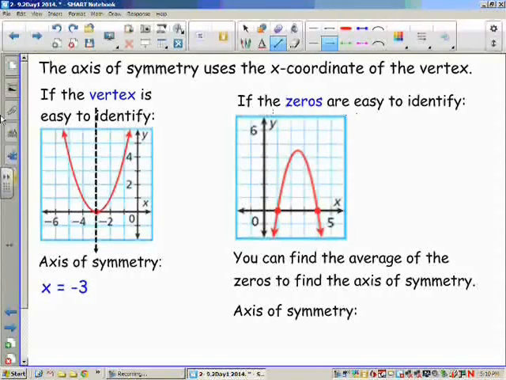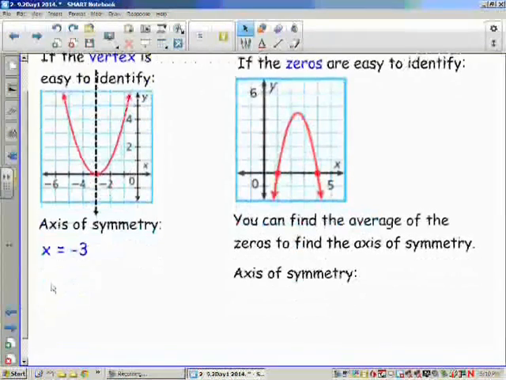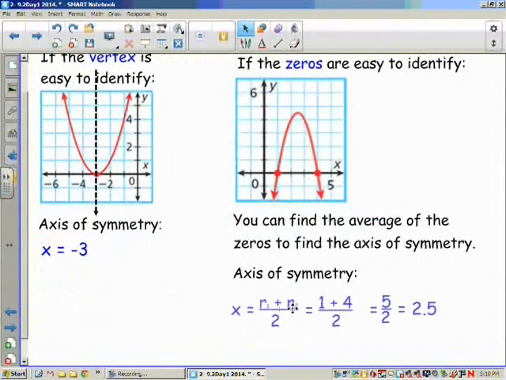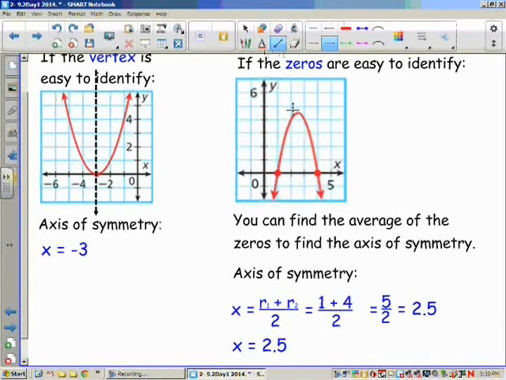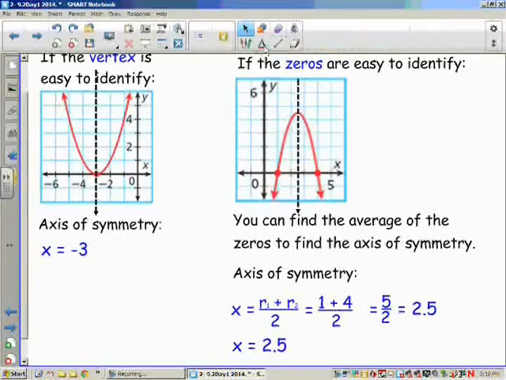Likewise, if the zeros are easy to identify, like this one, we can guess. But if we use the zeros, what we find is you can find the average of the zeros to find the axis of symmetry. The axis of symmetry is going to take each of the roots or zeros, add them and divide by 2. That'll get the exact middle. -5 divided by 2 is -2.5. So we would say that the axis of symmetry is x equals -2.5. And we could have estimated that, but we want to verify it, and having obvious zeros, we can do that.